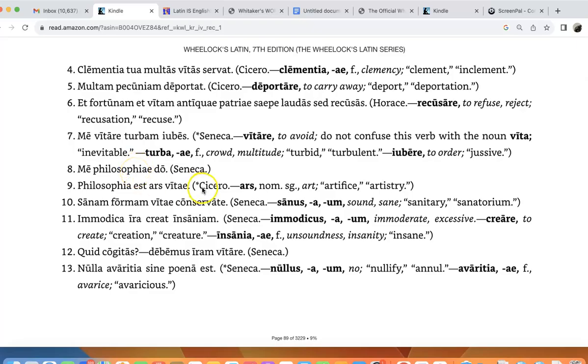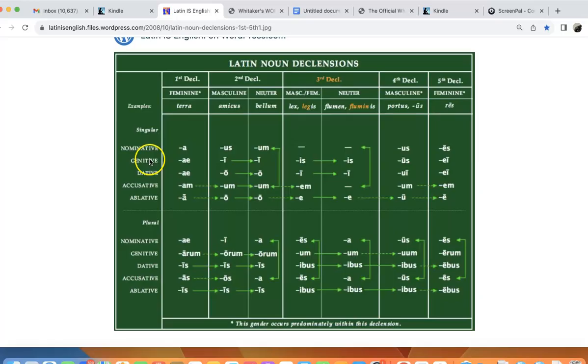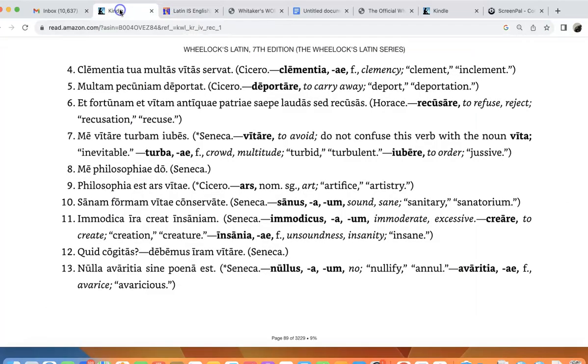And what is philosophy, you ask? Well, according to Cicero, philosophy is the art of life or the art of living, literally the art of life. So philosophy is the art, ars is art. And then notice of life because there's our genitive. By the way, that one will be on the test. Anytime you see Seneca or Cicero, it's probably going to be on the test.